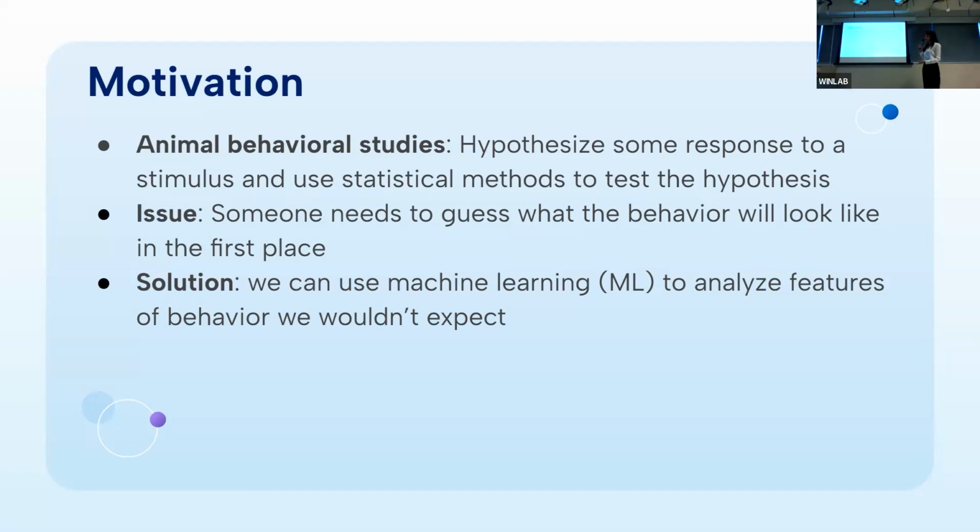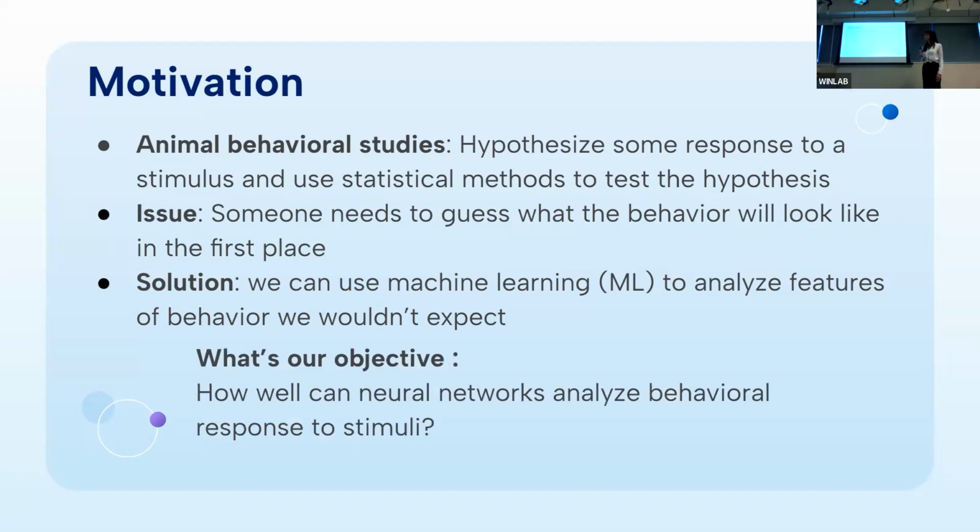And our solution to that is to basically ask, models are smarter than humans. Can we use a model to determine exactly what's happening and what the pattern is? Can we analyze features of behavior that we wouldn't expect by looking at a video alone? And our question is, how well can neural networks analyze behavioral responses to a stimulus?